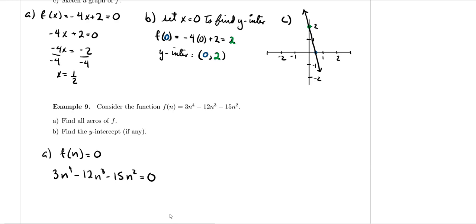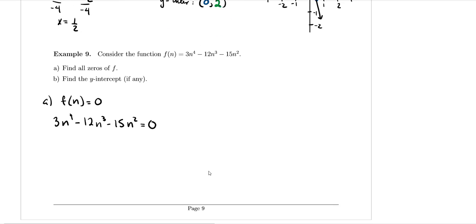Now this one here might look a little bit daunting, but I think it's not too bad as long as we factor correctly. Alright, so is there a GCF in the 3n to the 4th minus 12n cubed minus 15n squared? I think I do. It looks like the greatest common factor is 3n squared, because the 3, the 12, and the 15 can all be divided by 3. And for the variables, this one's n to the 4th, n cubed, and n squared, so I can take out an n squared from all of them.